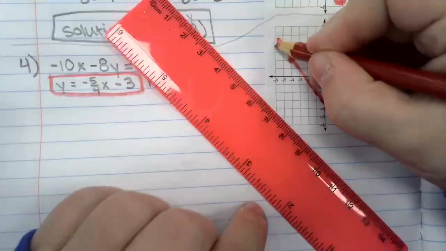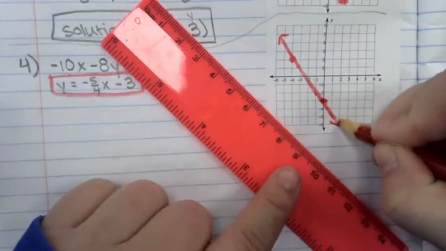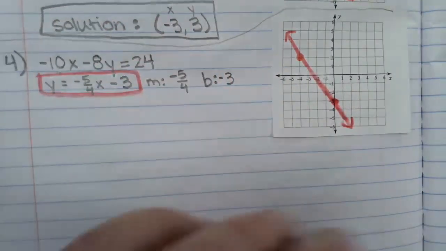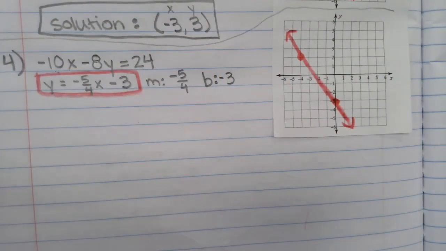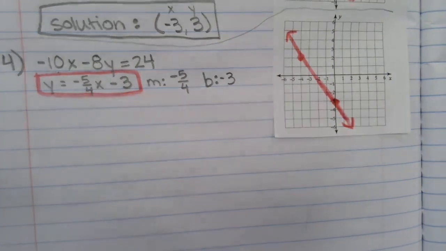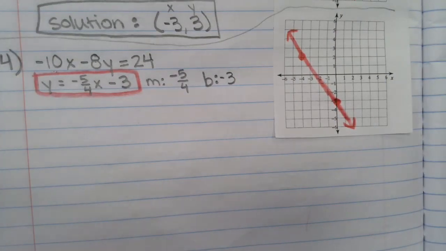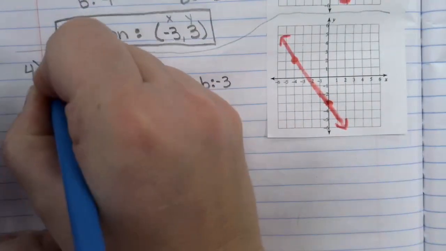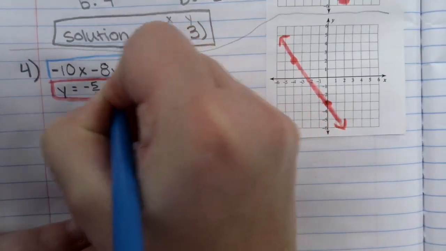And we can just double check it. Make sure, is that a negative slope? Is it a slide? Yes, it is. Yep. It's negative. It's a slide. All right, now, this top one, this negative 10x minus 8y equals 24.